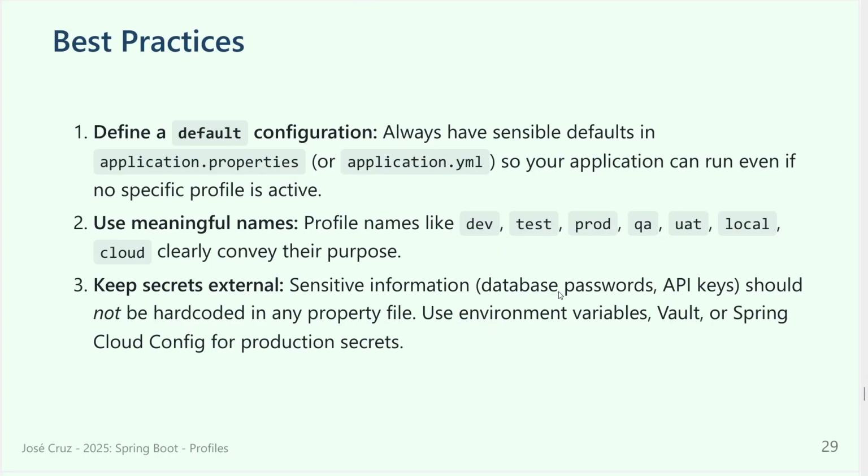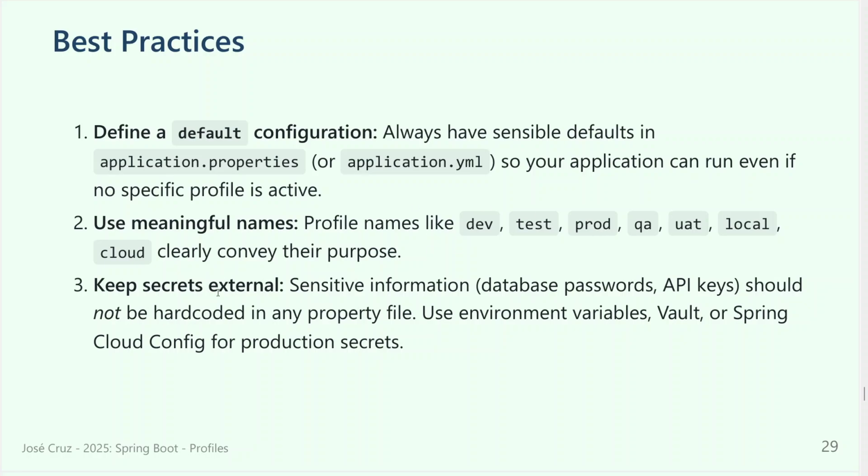Best practice: define a default configuration. Always have accessible defaults in application properties, because by default, that's the default active profile. But sometimes you have to write the default property on the beans. Use meaningful names like dev, test, prod, user acceptance testing, local, cloud, and things like that, because people understand what kind of configurations and what kind of beans will probably be included in these profiles.